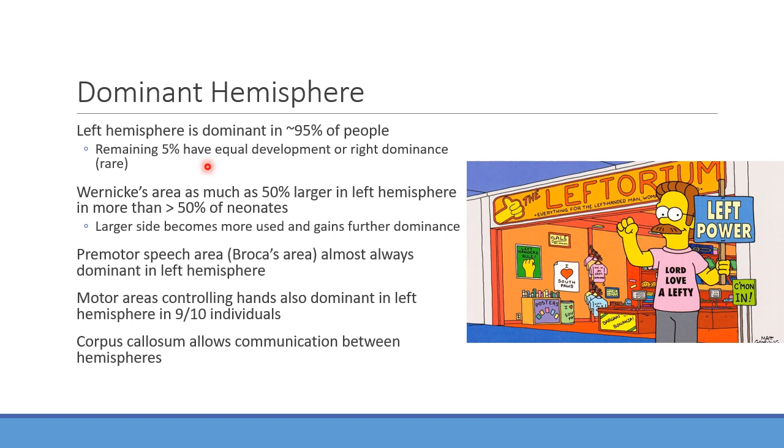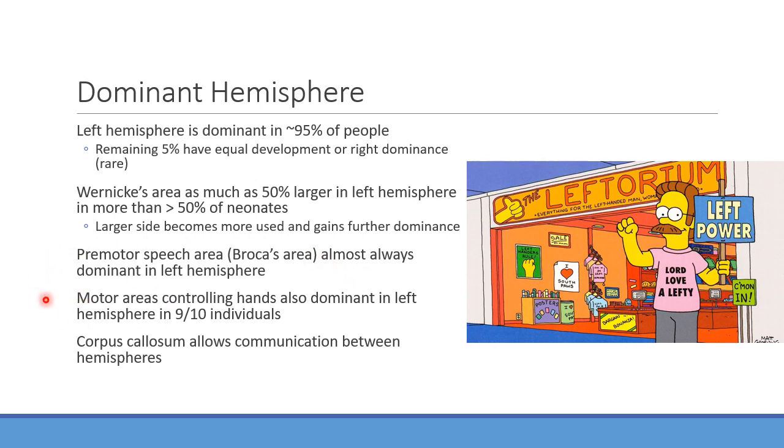We'll talk about handedness in a few minutes. But when you have, say, a neonate who's developing their brain tissue, you're going to find that, for whatever reason, Wernicke's area in the left hemisphere tends to be bigger. And just like anything else, if it's bigger, it gets more use. It develops, and that's why the left hemisphere is usually dominant for a majority of people: this larger side gains further dominance by getting more use. You're also going to find that the premotor speech area, Broca's area, right before it communicates to the motor cortex, is almost always left hemisphere dominant as well. So it makes sense that most people tend to be left hemisphere dominant.